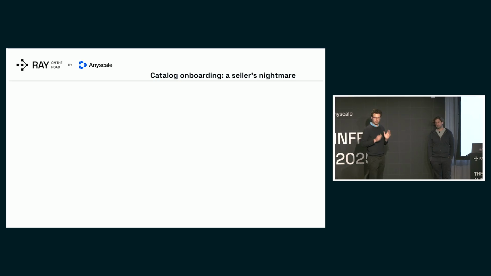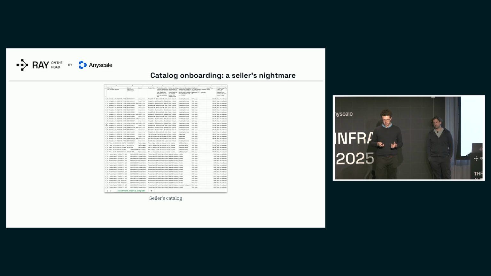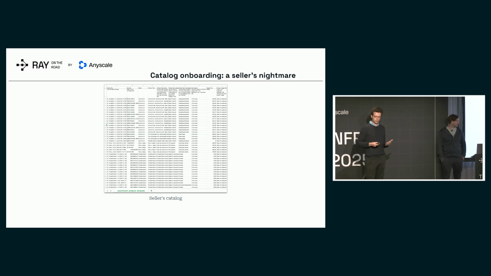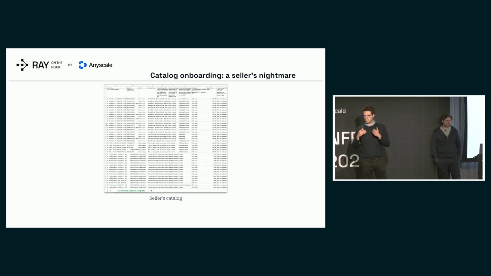So the problem we're going to talk about today is what we call the catalog onboarding. Basically, when you're a seller on a marketplace, before you're able to sell your product, you have to onboard them into the marketplace. As a seller, you will have your catalog, which is basically a product listing that is defined in your own format. This can look like a big Excel file where a line is one product, and all of the columns are the attributes for every product. And this is very custom for every seller.